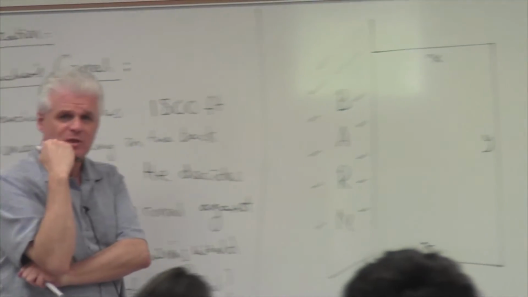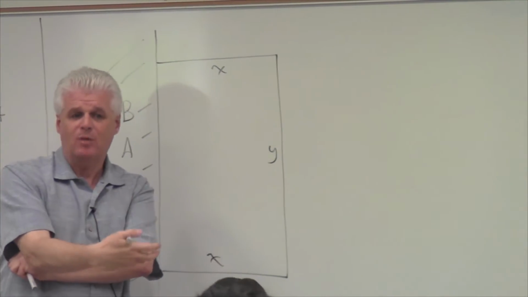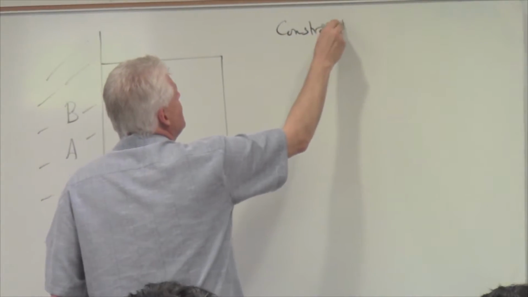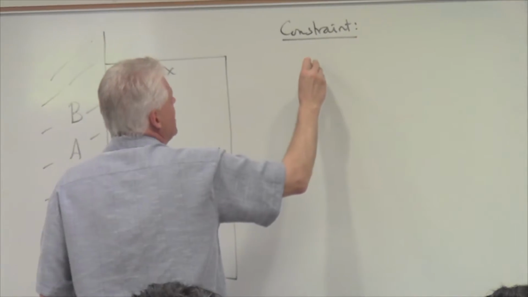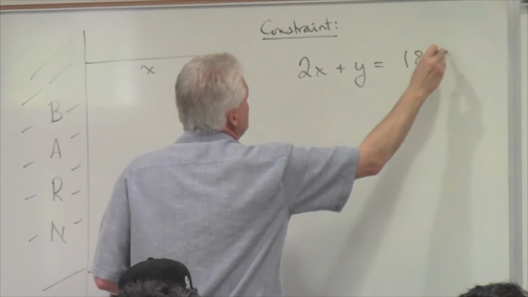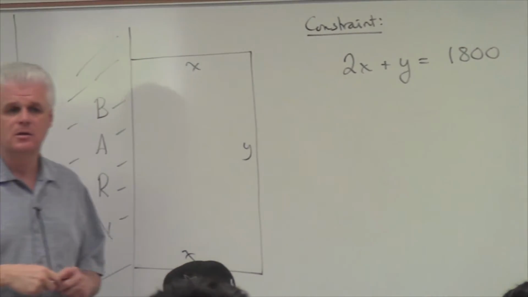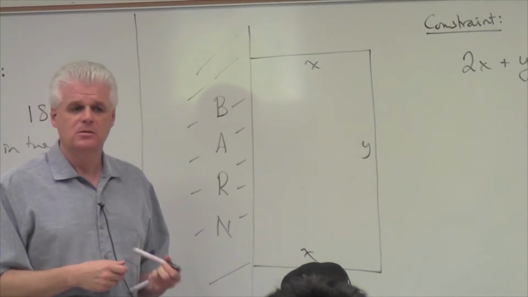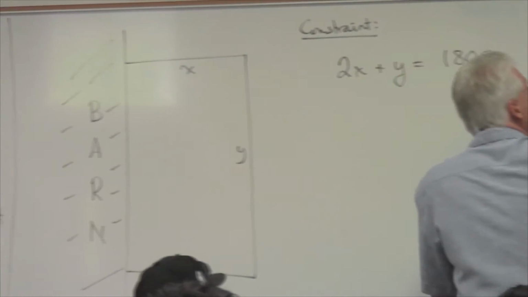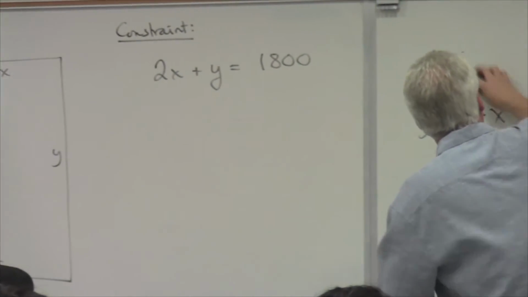Yeah, that's called a restraint or a constraint on the problem. So we have a constraint, and the constraint is that 2 X's plus a Y have to add up to 1,800. Does that make sense? 2 X's plus 1 Y add up to 1,800 feet. Okay.